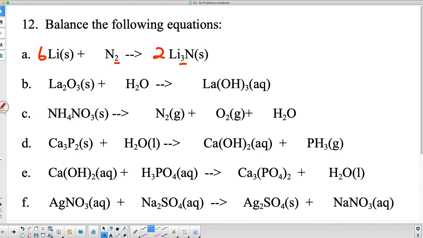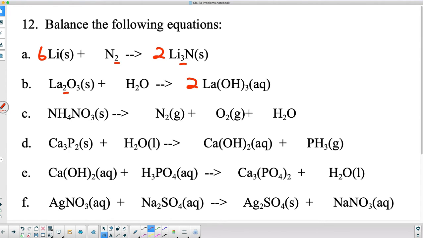Moving on to the next one, lanthanum. Not a normal element that we use very much, but that doesn't matter here because we can still balance it. Notice I have a 2 on the left-hand side, so I put a 2 on the right-hand side. I have 3 oxygens, but let's do that one last. I was going to change H2O to HOH, but we don't need to do that. This is kind of a strange one.